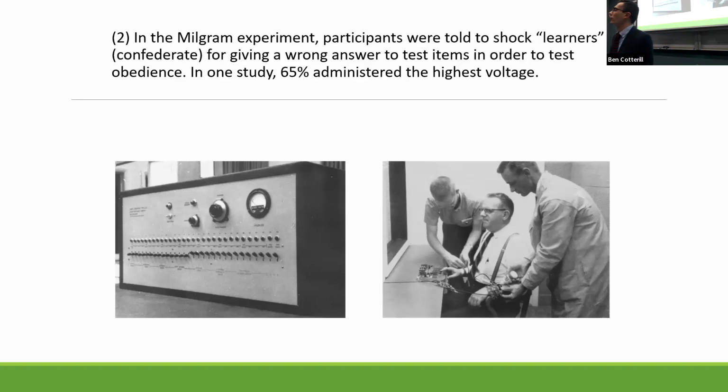The voltage was less severe. The highest voltage was 150, okay? But still, about 2/3 of the participants went up to the highest possible voltage, the 150 volts, okay? So even more recently, there's still pretty good evidence that this is still what would occur.